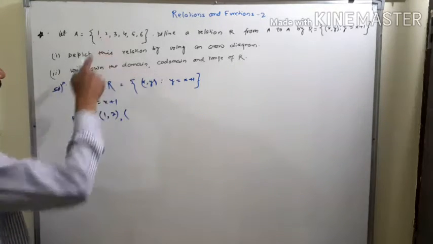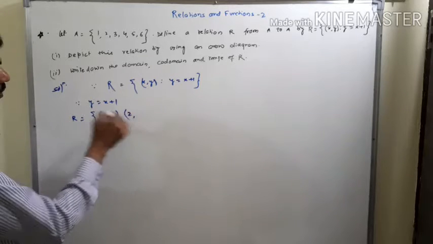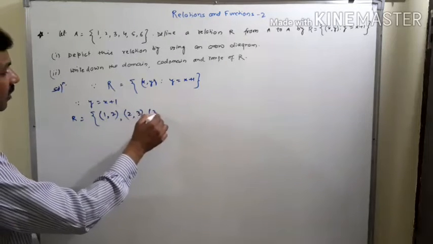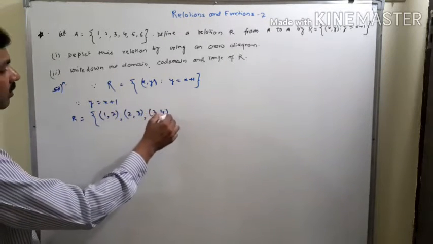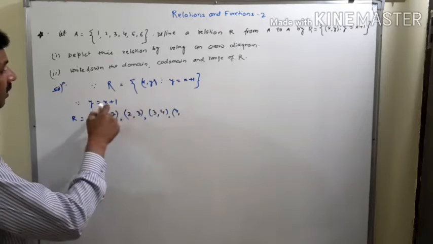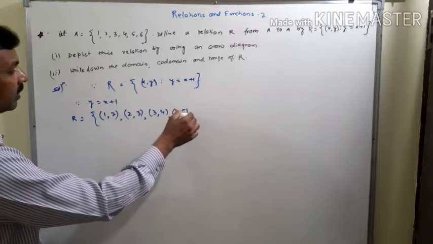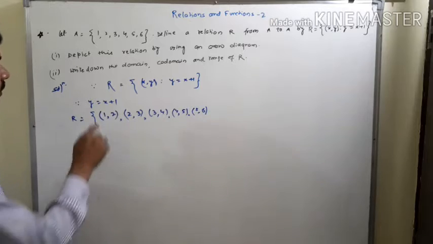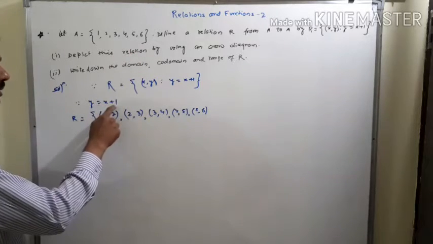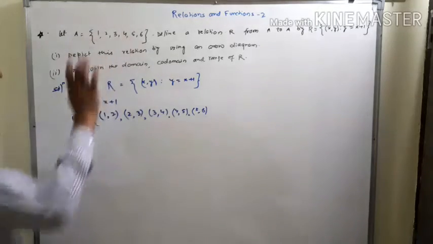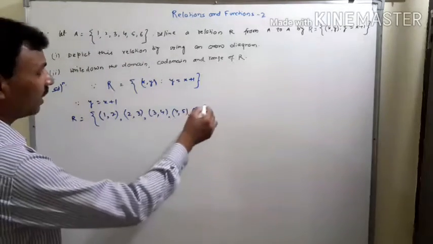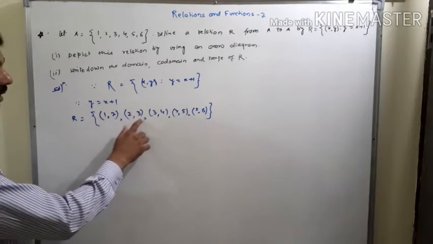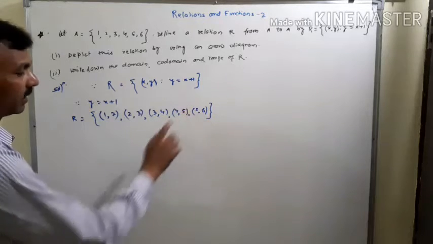If x = 2, then y = 2 + 1, which is 3. If x = 3, then y = 3 + 1 = 4. If x = 4, then y = 4 + 1 = 5. If x = 5, then y = 6. But if x = 6, then y = 7, where 7 does not belong to A. So all ordered pairs of relation R are (1, 2), (2, 3), (3, 4), (4, 5) and (5, 6).